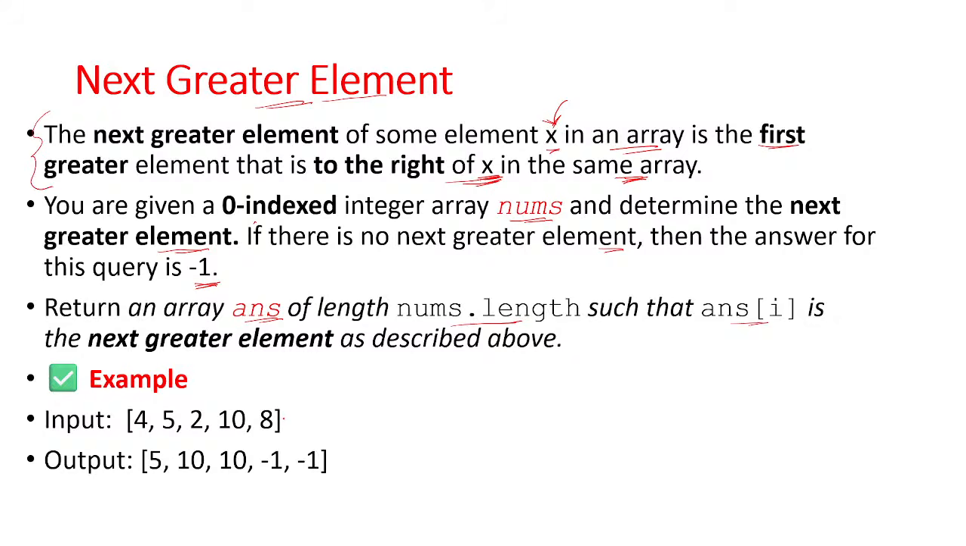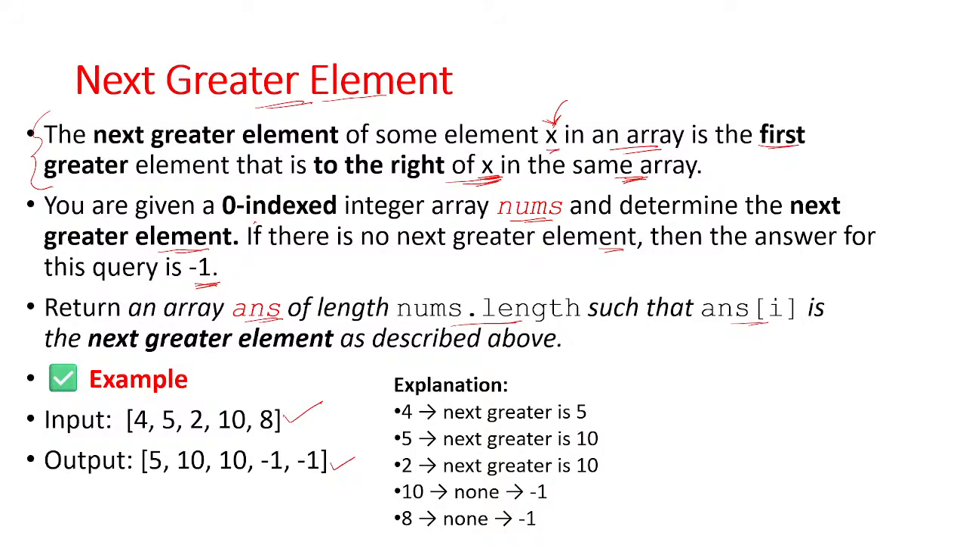For example, if this is your input array, this should be the output array. That is what is given here. Then the explanation will be provided like this. For the first element 4, the next greater is 5. 5 is greater, 10 is greater, 8 is greater than 4, but out of these, which is the next greater element? The one which is occurring first after this 4. 5 is occurring first, so this becomes the next greater of 4.